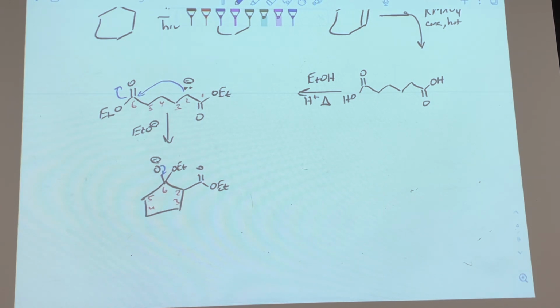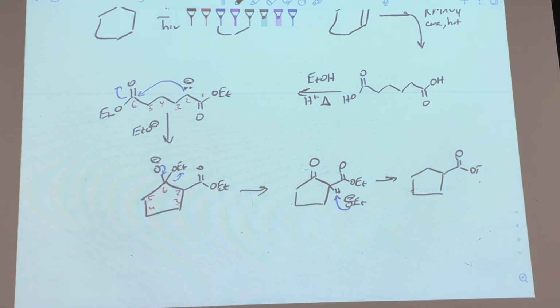Then reform, kick out the ethoxide. Then you would deprotonate. That's the driving force. And then just acidify to get the beta keto ester.